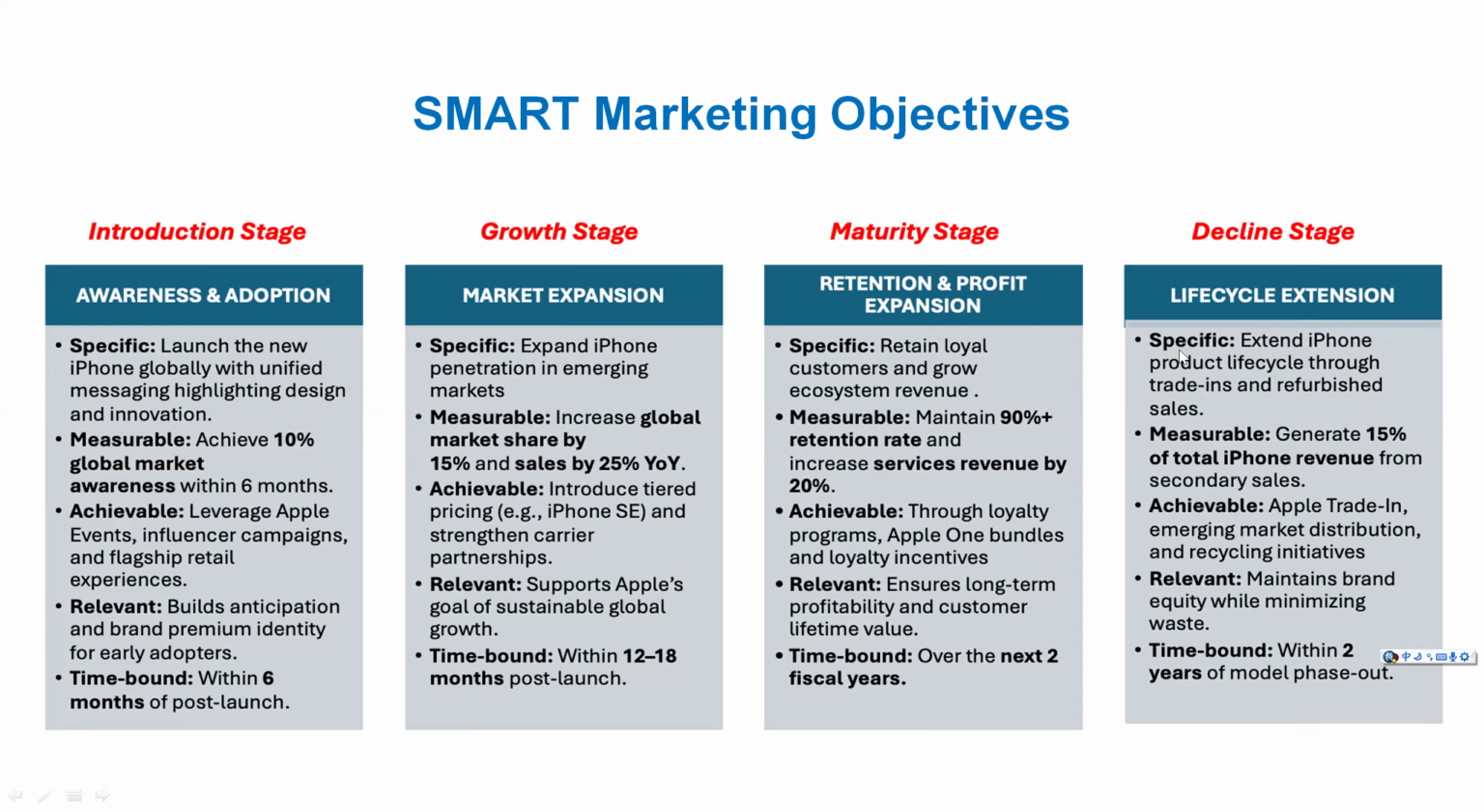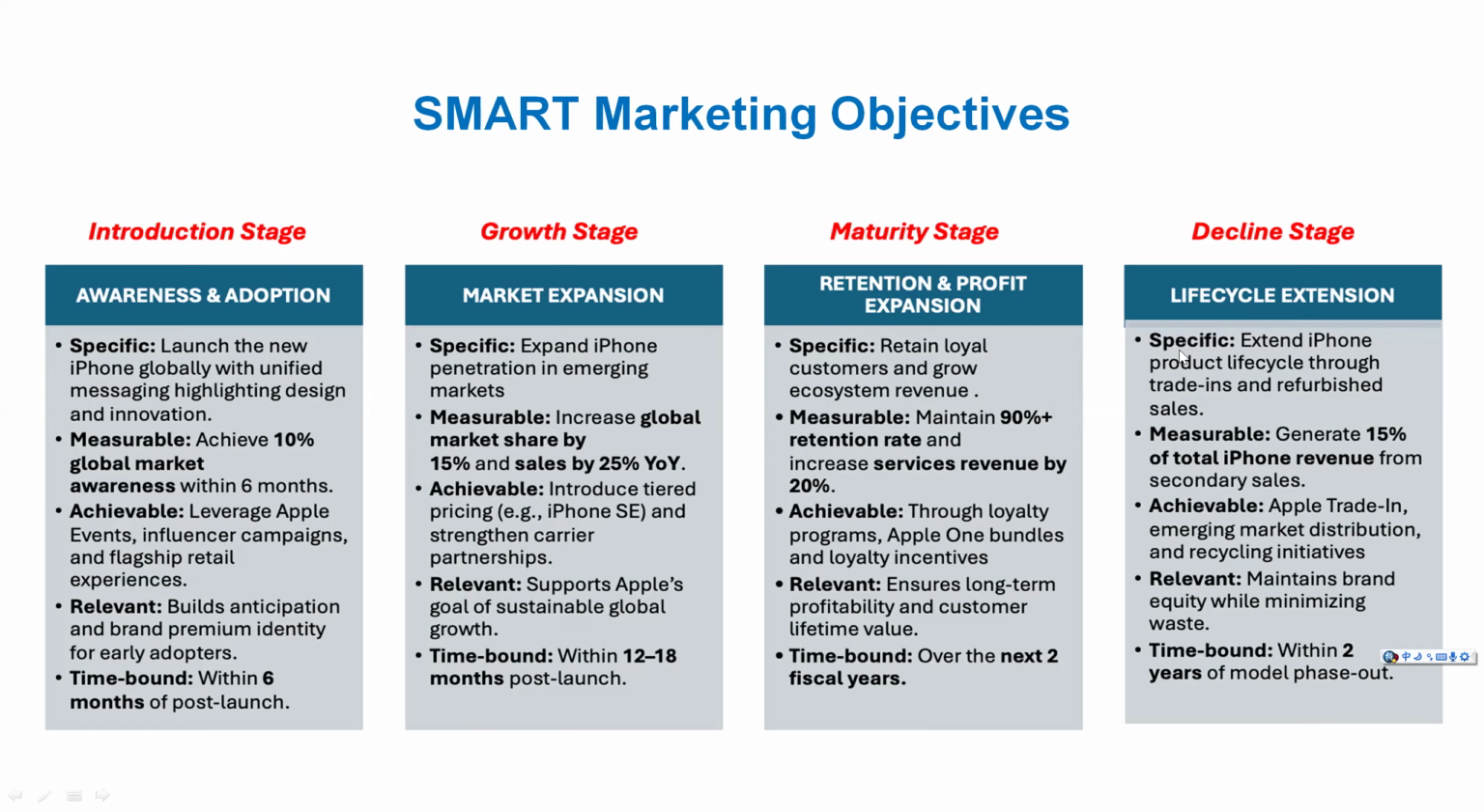For instance, when Apple launches a new iPhone, the goal here is to achieve around 10% global awareness within the first 6 months, and that's when the max sales happen. So, through unified global messaging and influencer-driven campaigns, this builds excitement among people and also early adopters, and this strengthens the brand positioning.